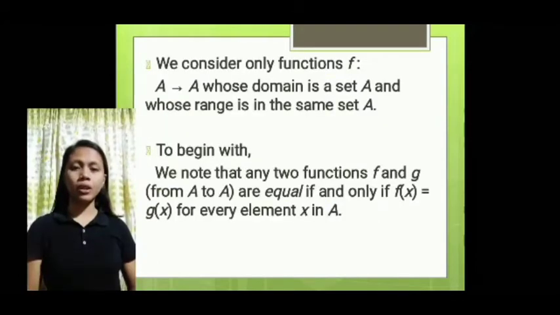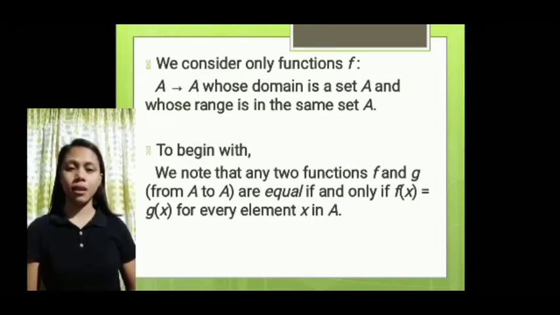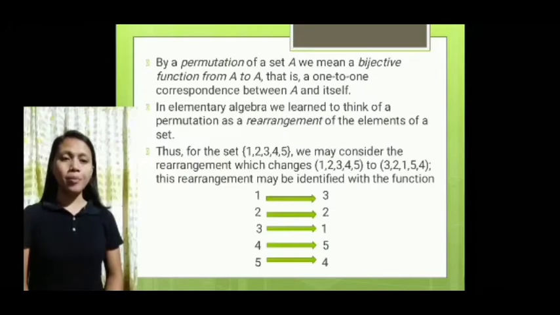We consider only functions f from A to A, whose domain is a set A and whose range is in the same set A. To begin with, we note that any two functions f and g from A to A are equal if and only if f of x is equal to g of x for every element x in A. By a permutation of a set A, we mean a bijective function from A to A. That is a one-to-one correspondence between A and itself.